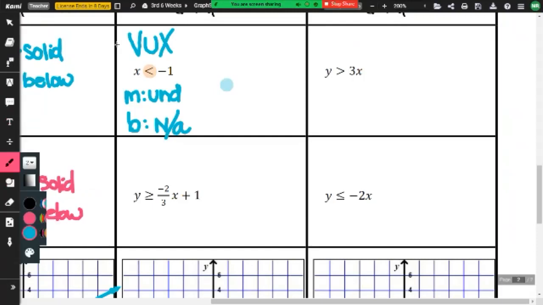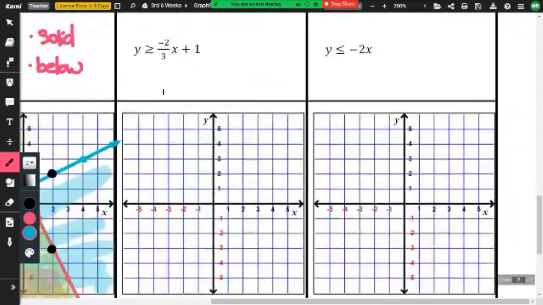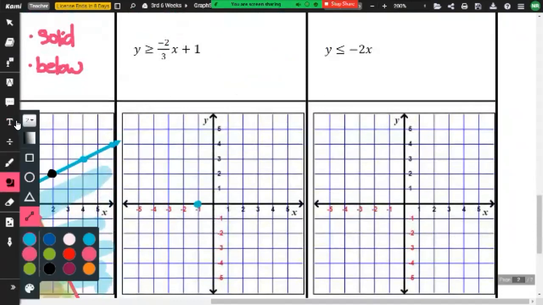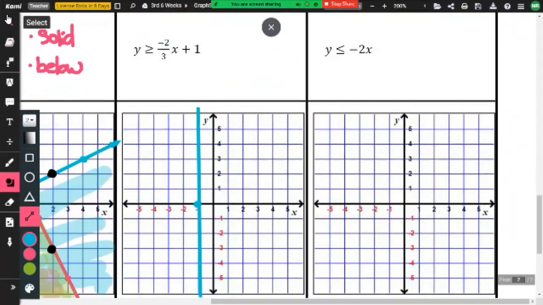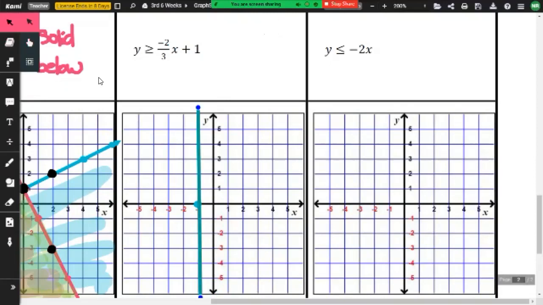It's not underlined, so we're going to have a dotted vertical line, dotted, okay? They give you one x value. That x value is -1. If it's an x value, you want to put that on the x-axis. It's going to be a dotted vertical line. So just remember, mine starts off solid, and then I have to manually switch it to a dotted line.